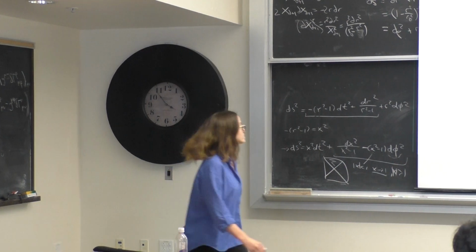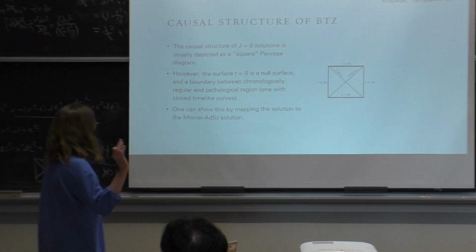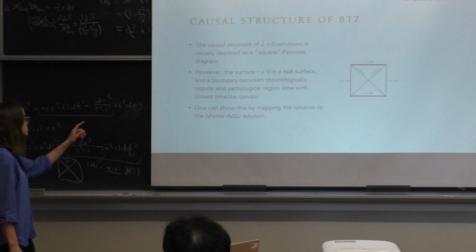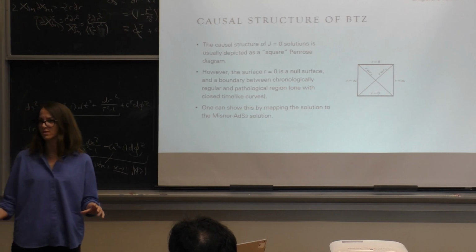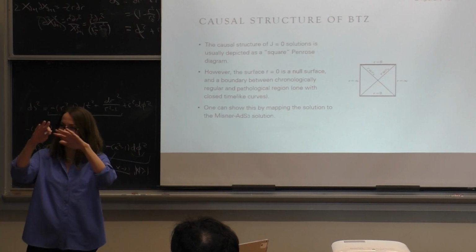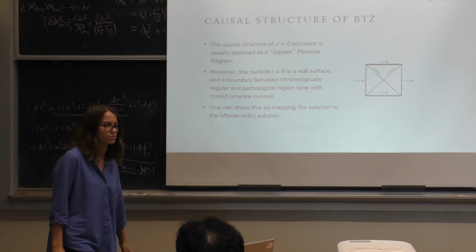Keep going. If you want, another way to see this more on the spot is by literally mapping the solution to something known as the Misner AdS3 solution. It's another solution, but there you have it explicitly as known. But I think it basically boils down to the same transformation.